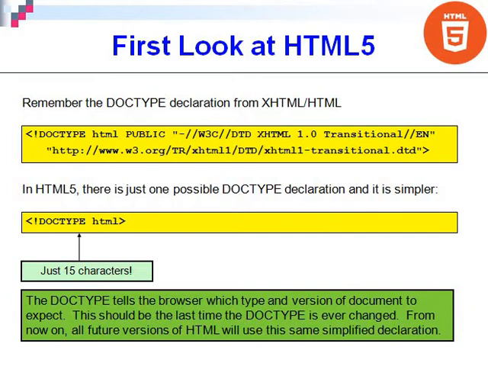First, look at HTML5. We have to remember the doctype declaration that we studied in HTML 4.0. That was a lengthy line: DOCTYPE HTML PUBLIC, W3C, DTD XHTML, etc. But in HTML5 we can simply use DOCTYPE html, that is, just 15 characters are needed for specifying the document type. This doctype tells the browser about the type and version of document to expect.